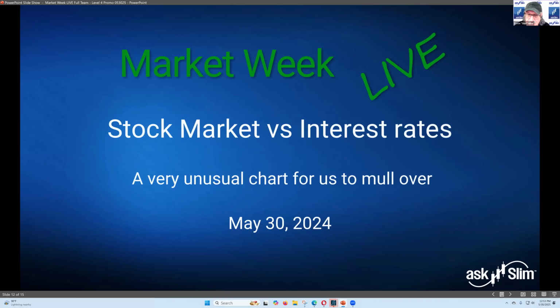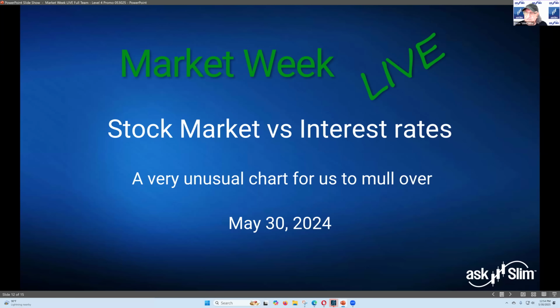The first thing we're going to do is I'm going to share a very unusual chart with you. This chart I put together for my own analysis, and I'm having a little trouble coming to a conclusion. So I thought I'll put this out there for us to mull over. You can write to team at askSlim.com if you've got some thoughts about what we're going to look at, or you could put a comment up on the YouTube video and I'll see it there.